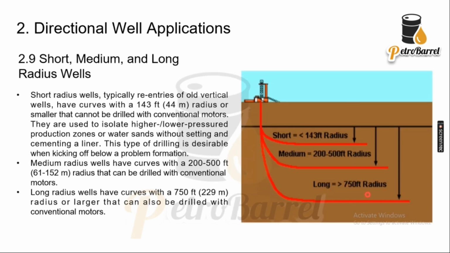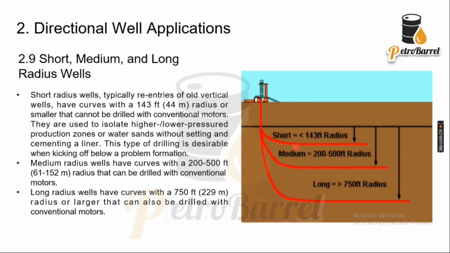The third application, okay, is short, medium, and long radius wells. Firstly, I'd like to explain the meaning of radius, okay, which means the radius of curvature of your well path. So not the radius of the whole well, okay, or not the radius of the well bore, but the radius of curvature of your deviating angle. So if the radius of curvature is smaller than or equal to 143 feet, it is more complicated.